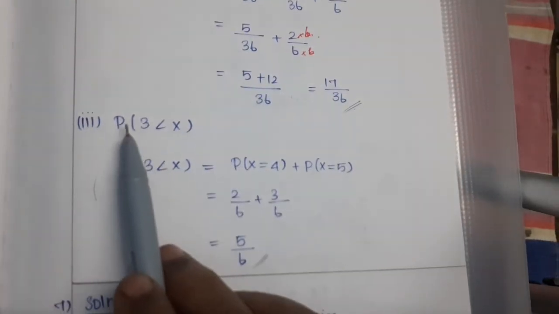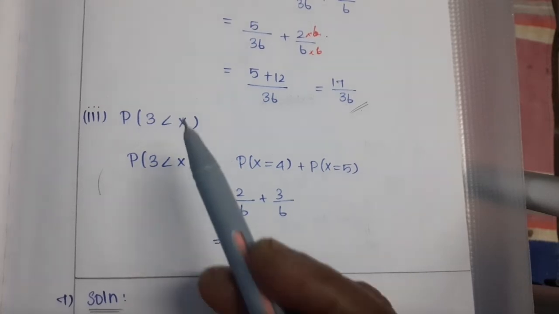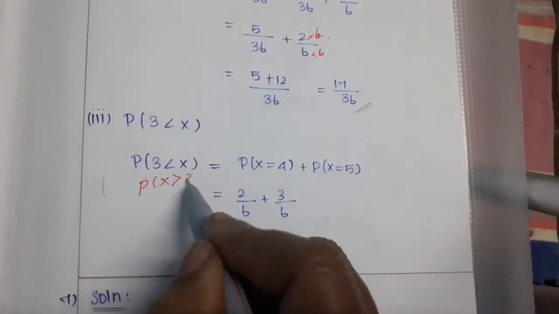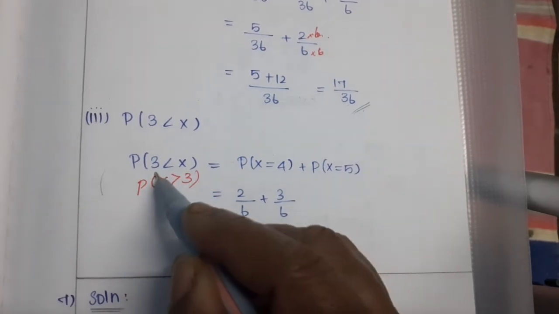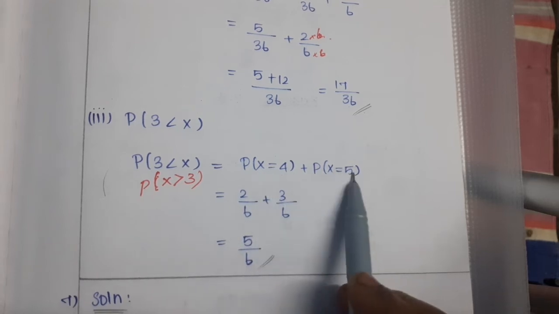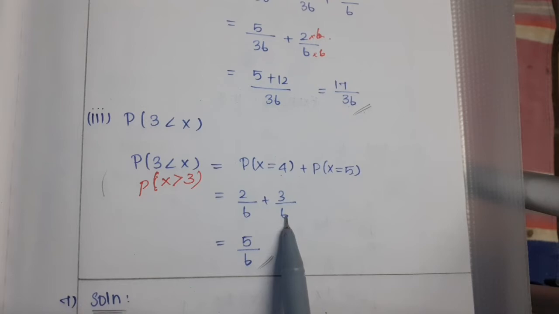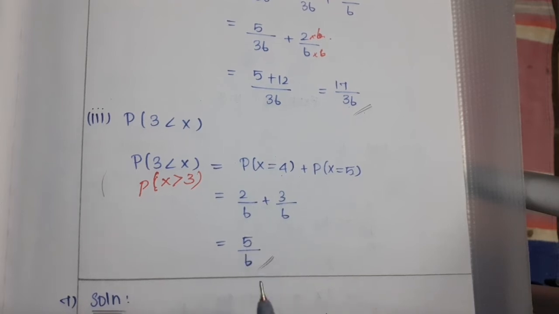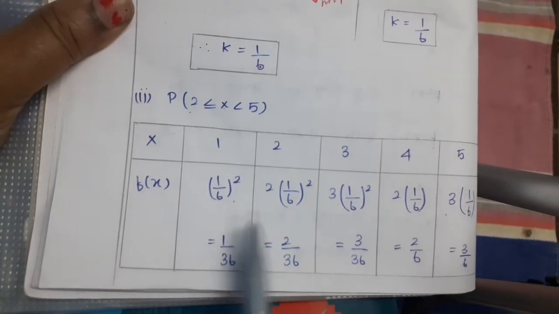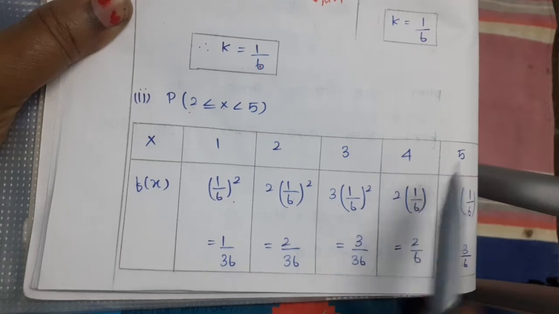Another one: probability of 3 less than x, which is rewritten as probability of x greater than 3. What are the values for x greater than 3? They are 4 and 5. X is equal to 4 gives 2 by 6, x is equal to 5 gives 3 by 6. 2 plus 3 is 5 by 6. These values are taken from the tabular column: f equal to 1, f equal to 2, f equal to 3, f equal to 4, f equal to 5.